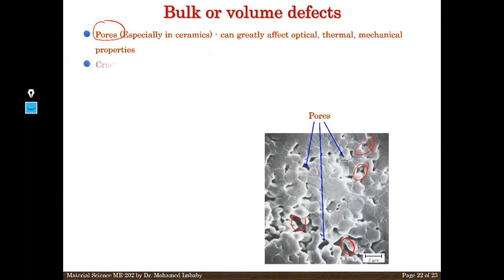This is called pores. The second case of the bulk is cracks, and this may happen in ceramics, by the way. Crack, عارفين الكراك يا شباب؟ شرخ جوه الماتيريال. These pores are not a crack, by the way.